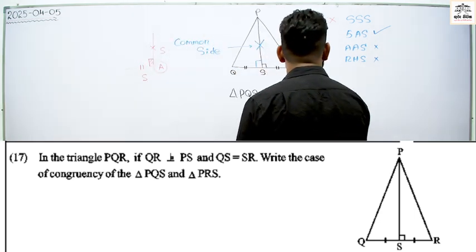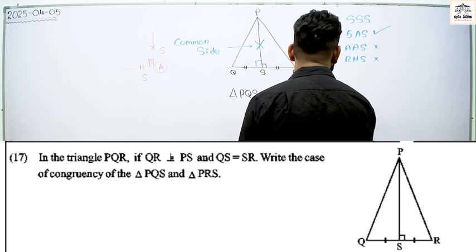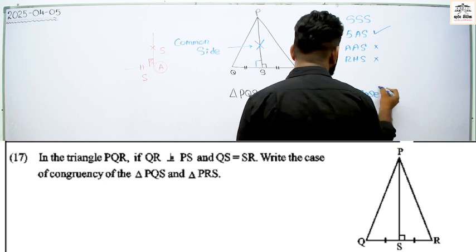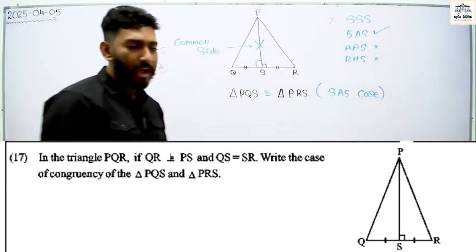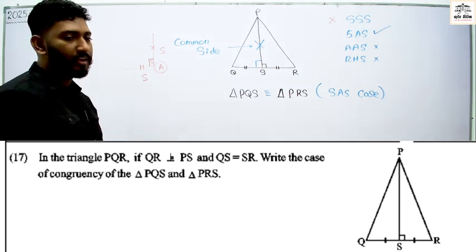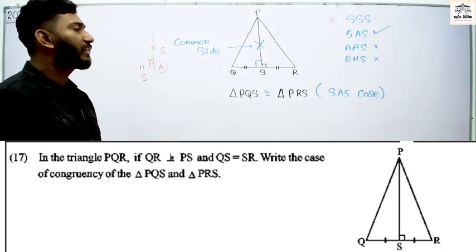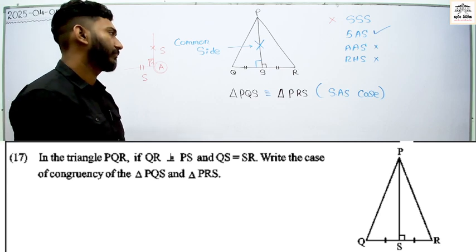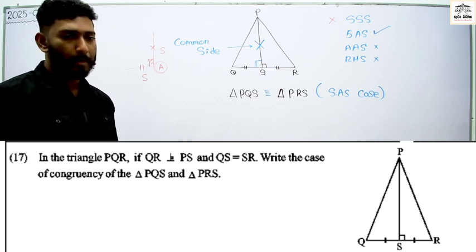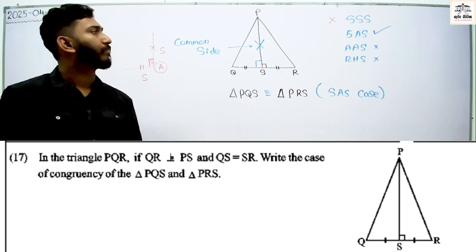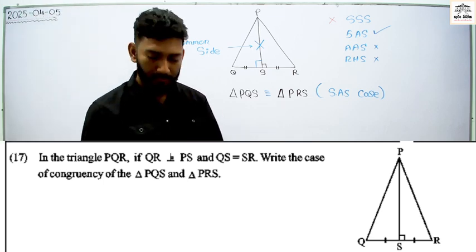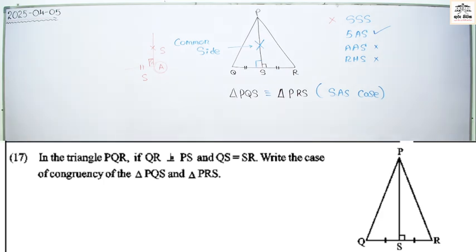What is the reason? The SAS condition, right? SAS case. And write the case of congruency. Therefore, the case is SAS: 2 sides and the included angle.